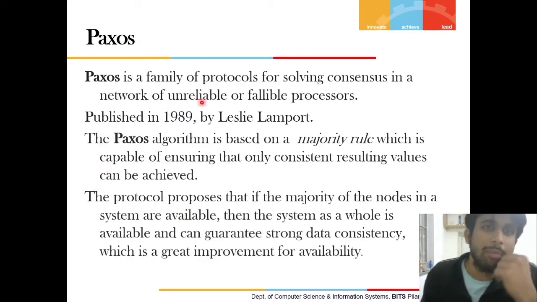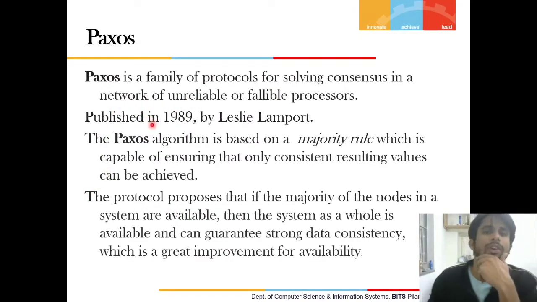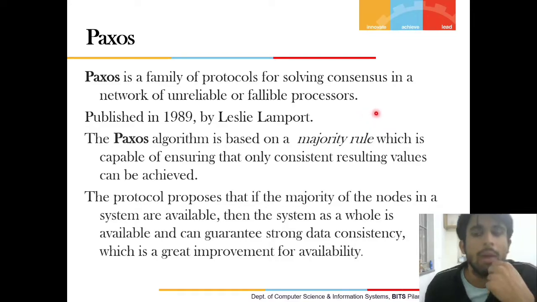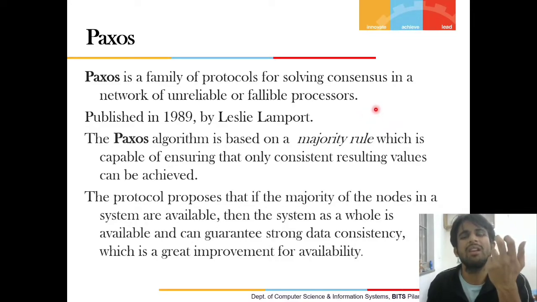So what is the Paxos algorithm? First we will discuss what Paxos is. Paxos is a family of protocols for solving consensus in a network of unreliable or fallible processors, meaning our processors might fail or they are not reliable. The Paxos algorithm is based on the majority rule. The majority rule ensures that only a consistent resulting value can be achieved. Here majority rule means a value will be agreed only when a majority of the acceptors say yes for that value.